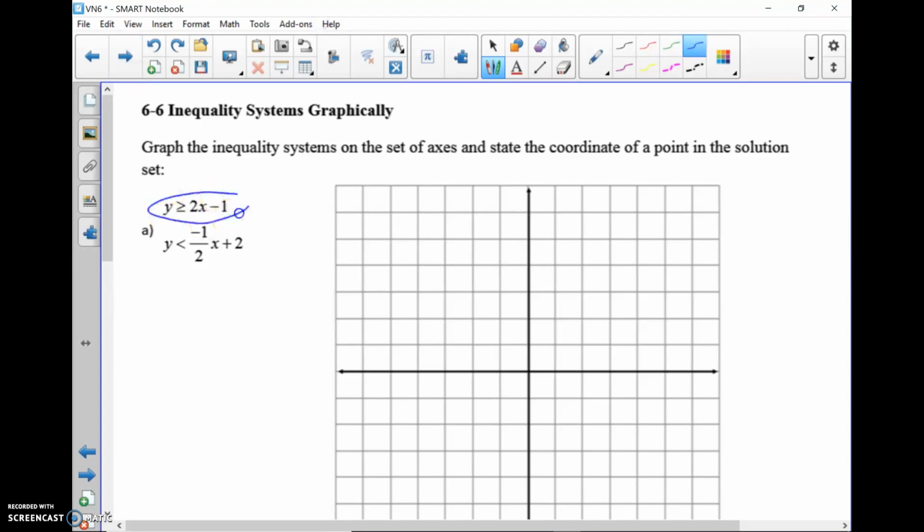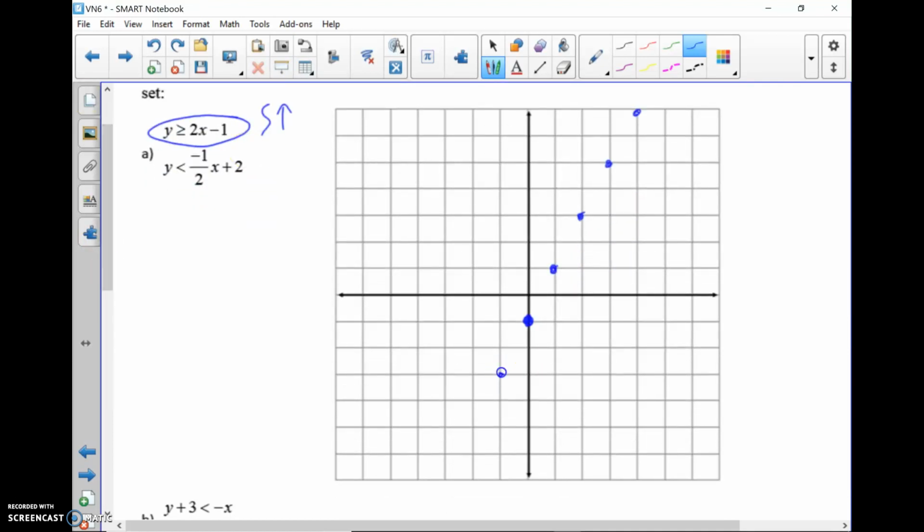So for the first inequality, I'm going to graph the top one first. This would be a solid line because it's got the equal to bar. It's greater than or equal to. And the greater than tells me I'm shading above it. My y-intercept is -1, and my slope is 2 from the 2 in front of the x. And that means up 2 over 1, up 2 over 1, and so on. And then I do that same pattern in the opposite direction.